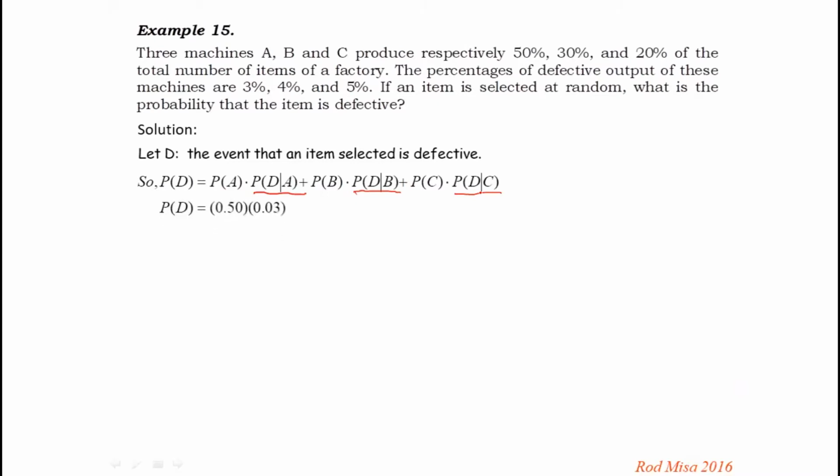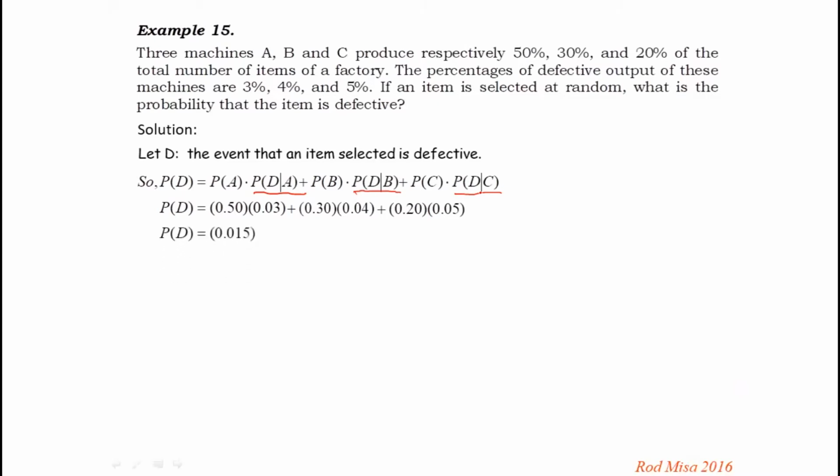Now solving for their probabilities, we have a probability of 50%, since the probability of the production of machine A is 50% for the factory production, times the probability of the defective items produced by this machine A, which is 3%, plus the probability of the production of B for the factory, which is 30%, times the probability of the defective outputs from this machine, which is 4%, plus the probability of the production of machine C for the factory, which is 20%, times the probability of the defective outputs from this machine, which is 5% of the time.